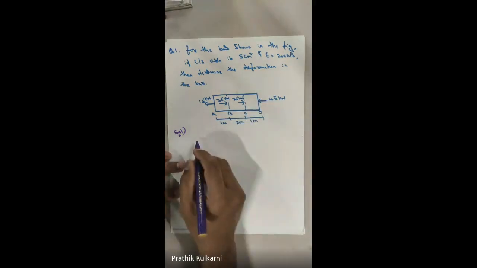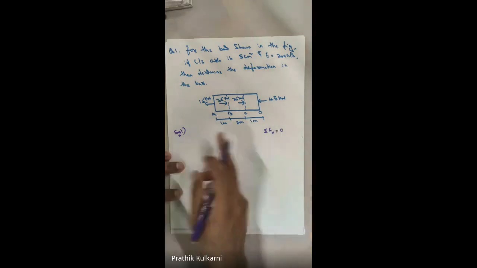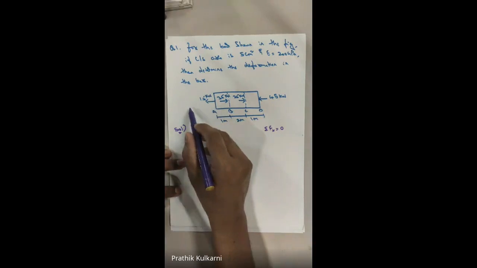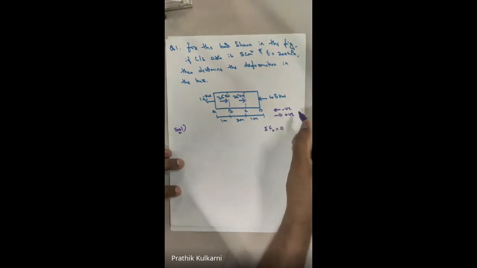But before finding the deformation, you have to find out whether it is in equilibrium or not. So sigma Fx, all the forces are in the x direction. If it is going towards left, take it as negative. If it is going towards right, take it as positive.